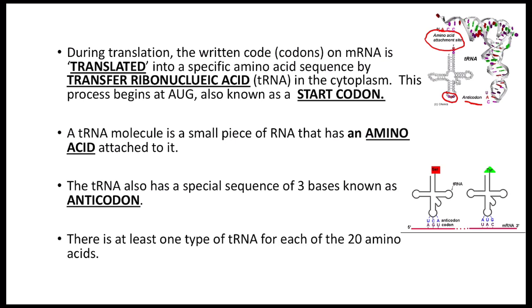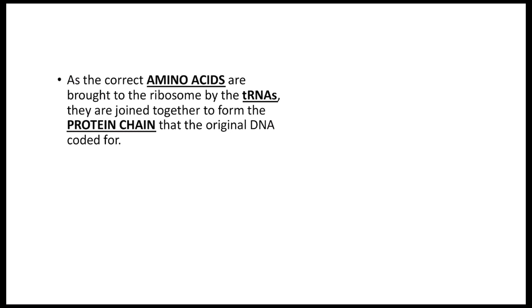There is at least one type of tRNA for each of the 20 amino acids. Just like the codon, where there are multiple for one amino acid, this is the same with the tRNA. Here's our amino acid attached to the attachment site. And you can see the anticodon of the tRNA is complementary base paired, meaning it matches, to the codon on the mRNA. As the correct amino acids are brought to the ribosome by the tRNAs, they are joined together to form the protein chain that the original DNA coded for.